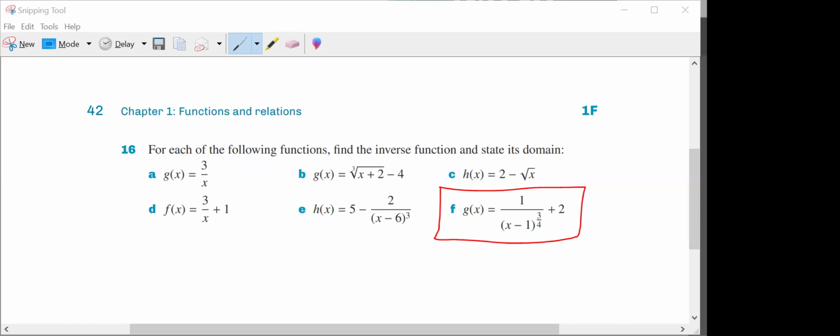In this case, because the calculator can find the inverse function very quickly, and because the question is asking for the domain of the inverse function as well, what we should do is plot it out in order to see the range of the original function. Because as we all know, the domain of the inverse function is the range of the original function. So let's get to that first.